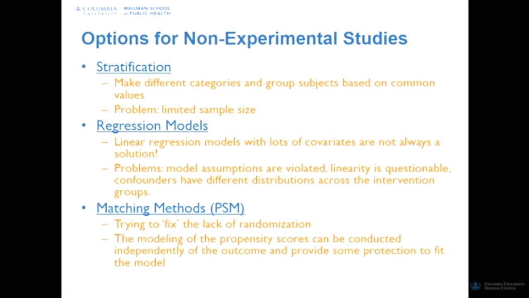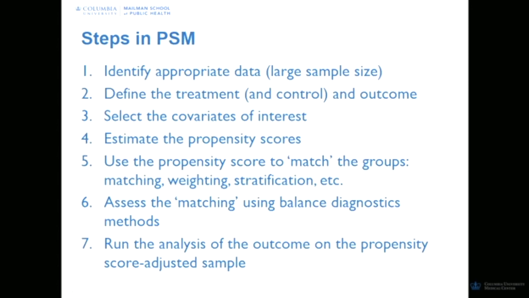What's very important to know is that propensity score matching involves modeling of these propensity scores, which can be conducted independently of the outcome analysis, meaning that you have some protection against the model fit. Okay, so what do we do? What are the steps in propensity score matching?